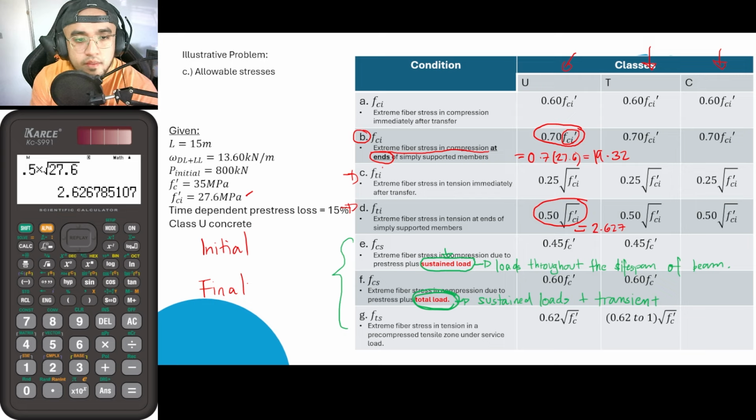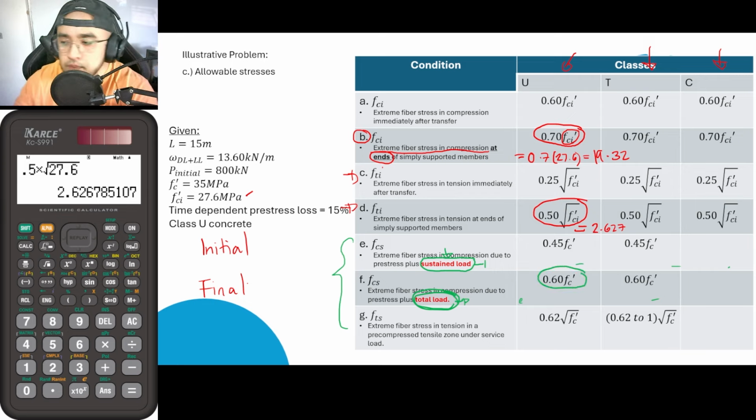Okay? So let me just erase these definitions here. For our final compressive stress, the limit is 0.6 f'c. But the f'c is the compressive strength at the final stage, and the final stage is 35 megapascals since it has already cured. So this is equal to 0.6 times 35, that is now 21 megapascals.